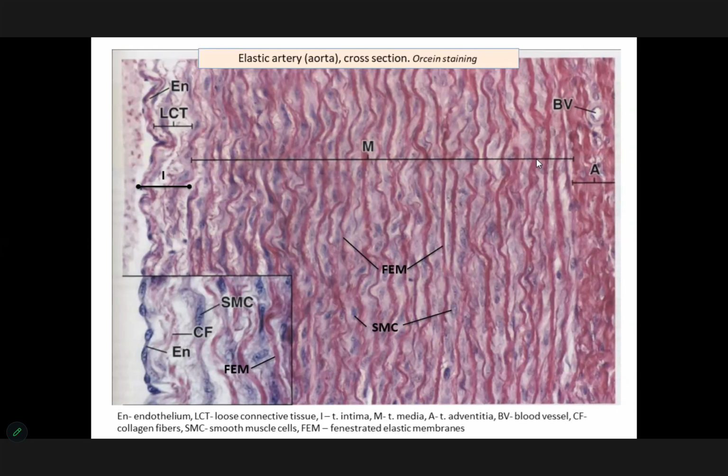This is the tunica media, the thickest. Tunica intima, innermost, and tunica adventitia, the outermost one.